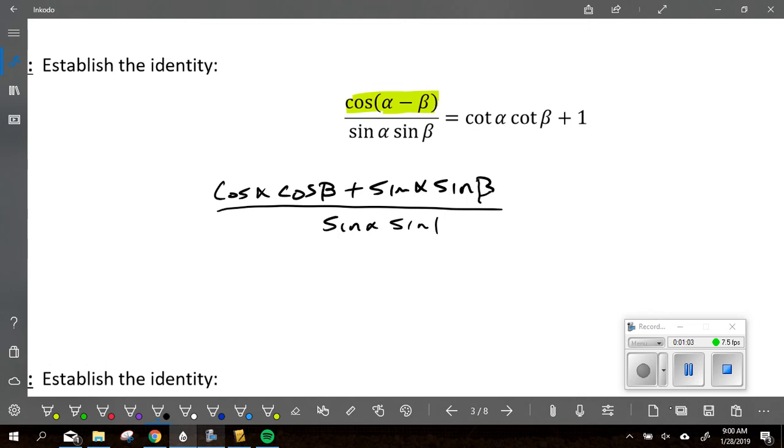Whoa, sine beta. Take a second with your neighbor. Try and figure out how this thing right here is equal to cotangent alpha cotangent beta plus 1. Take a second, talk to each other, figure it out.